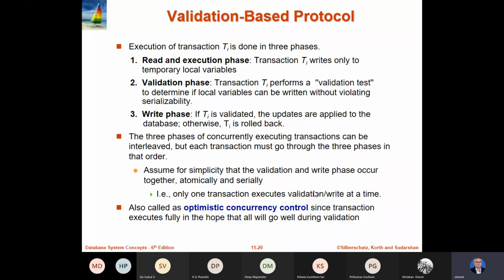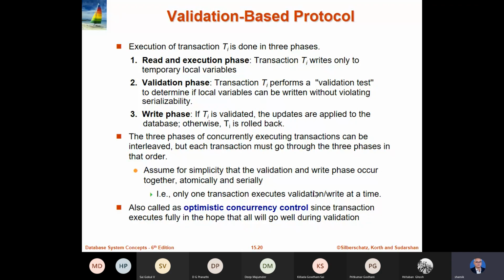The 3 phases of concurrently executing transactions can be interleaved. So some transaction can have its read and execution phase, while another is having a validation phase, while another could have its write phase, and another can have a validation phase, and so on. But each transaction must go through the three phases in that order. First, the read and execution phase will occur for a given transaction, then its validation phase, then its write phase. Assume for simplicity that the validation and write phase occur together, atomically and serially. That is, only one transaction executes validation and write at a time.